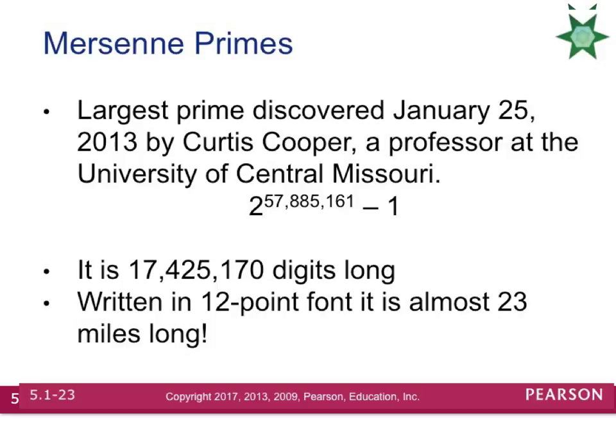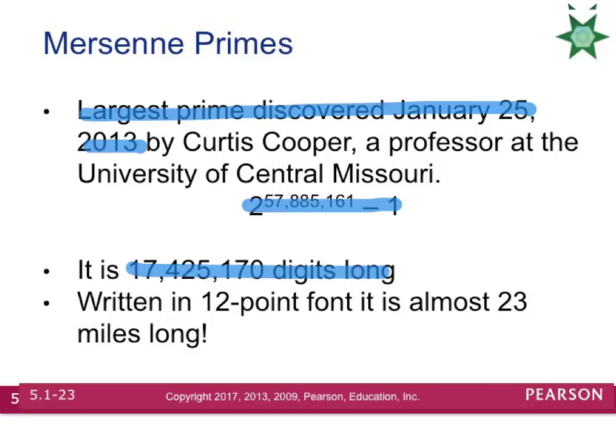Okay, the largest prime number so far was discovered January 25th, 2013 by Curtis Cooper, math professor at University of Central Missouri, and he found this one: 2 to the 57,885,161 minus 1. That's a really large number. You're taking 2 to a 57 millionth power. It's over 17 million digits long. If you write it in 12-point font, it's almost 23 miles long.